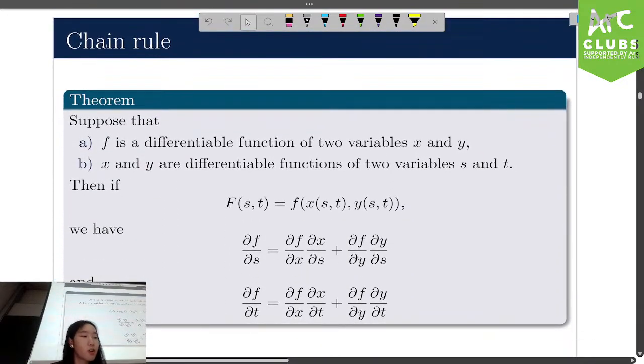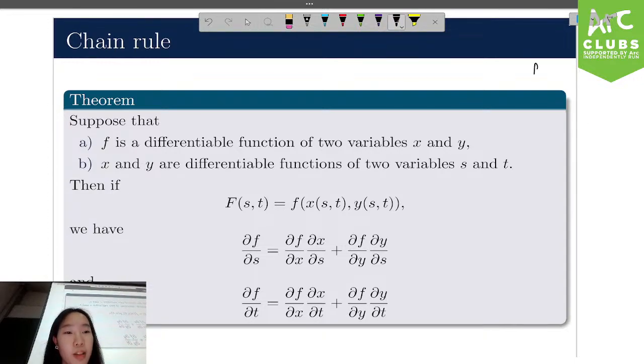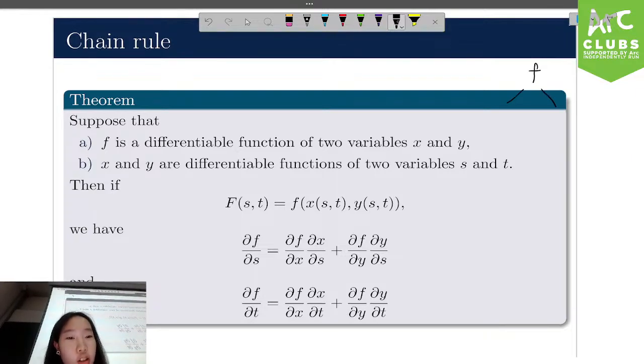Okay, chain rule. If we are encountering questions that involve the chain rule, then the first thing we need to do is to draw a diagram. So a function f is a differentiable function of two variables x and y. So we have function f over here, depending on two variables x and y. And then x and y are differentiable functions of two variables s and t, so they depend on s and t.